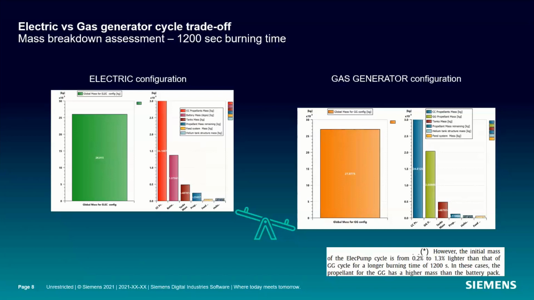26.015 versus 27.0775. Still the same discretization of where the masses are located, where the weight is distributed throughout the design. But in the end, the electric configuration has a slightly lighter mass after burn-off.